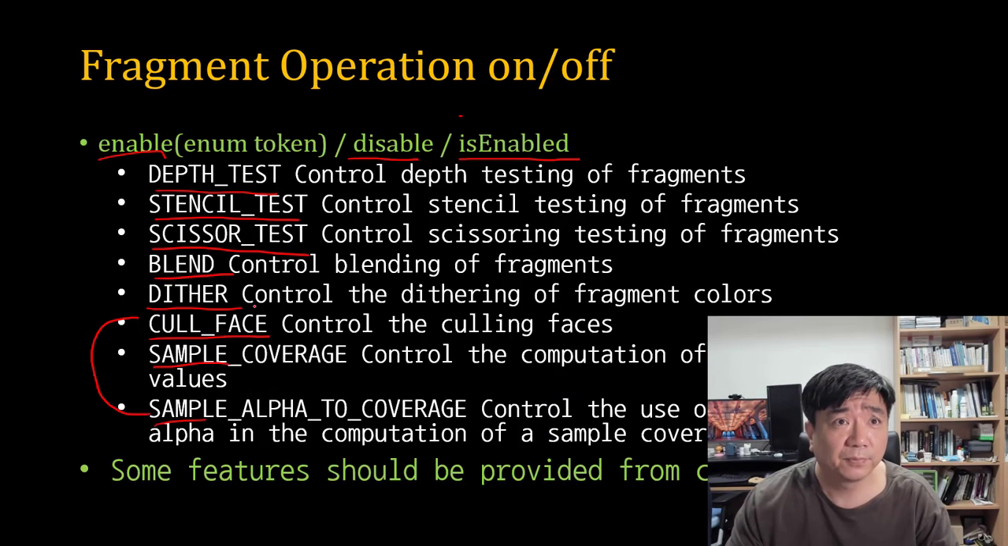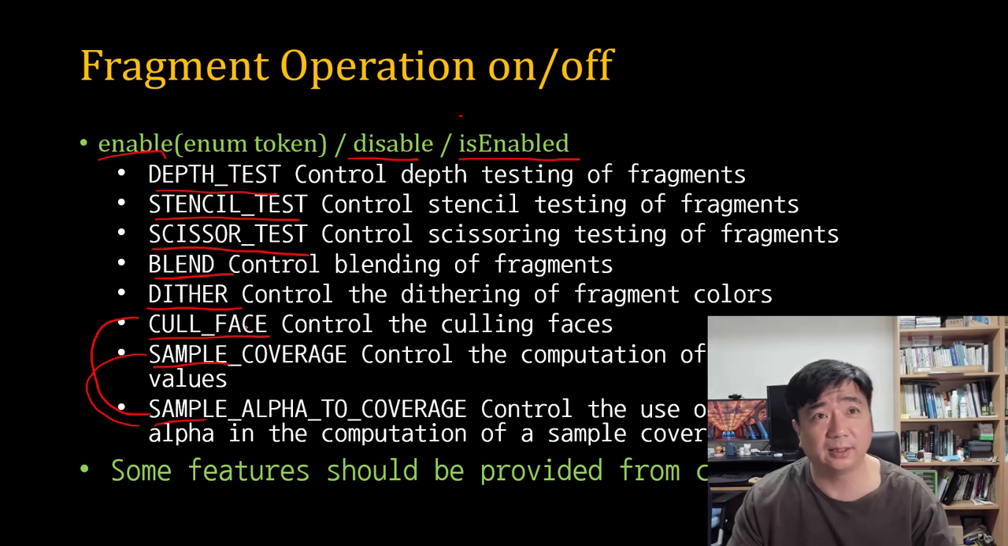Okay, but culling face and sampling is multi-sampling, so I will explain it later in anti-aliasing. Cull face is very similar to depth testing, but sometimes it is possible to implement it in an early stage of the pipeline before the fragment shader. So we will not say it is a fragment operation, but we need to know it the same as the fragment operation, so we will learn how to control it.